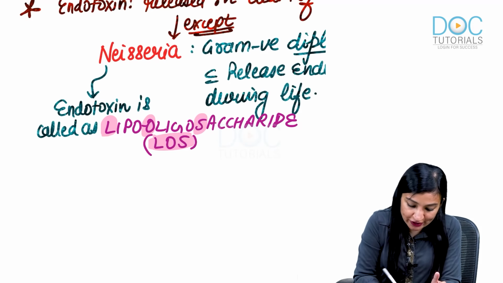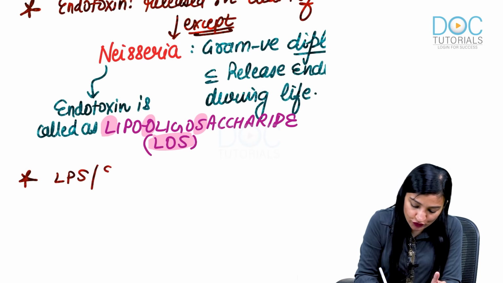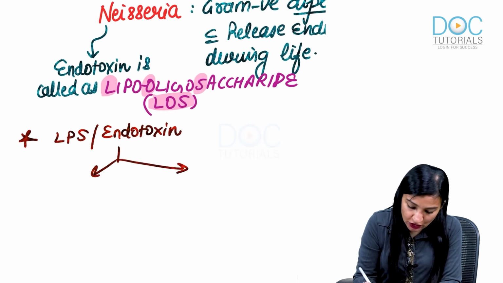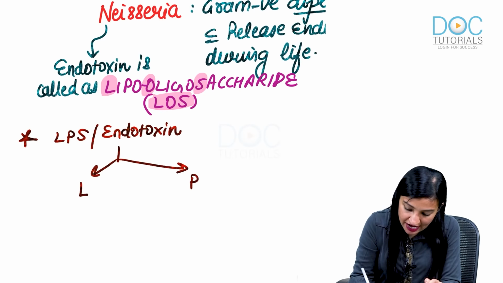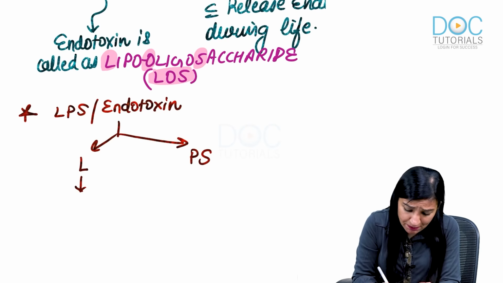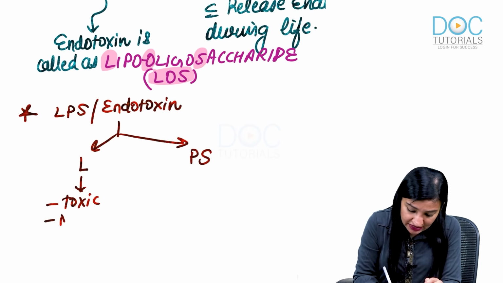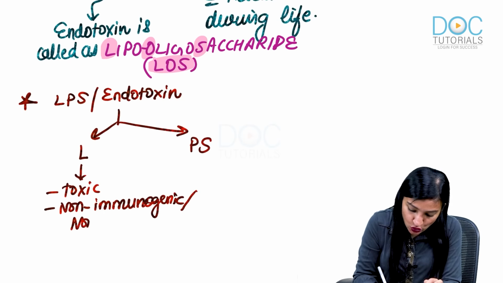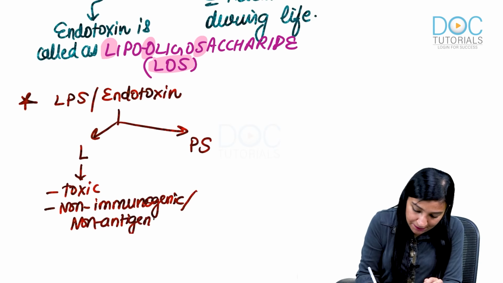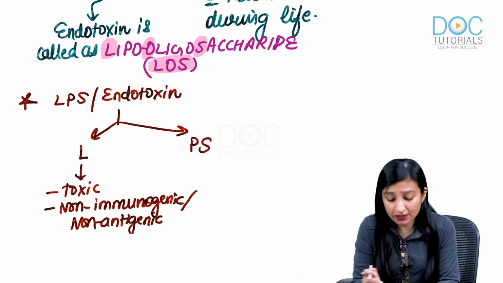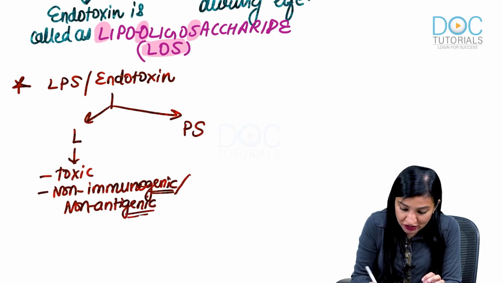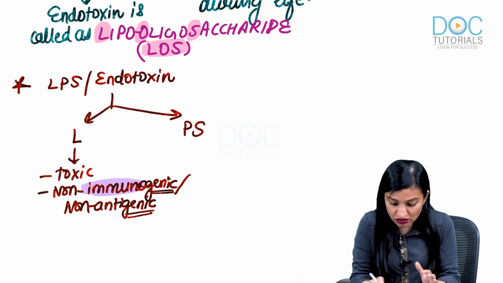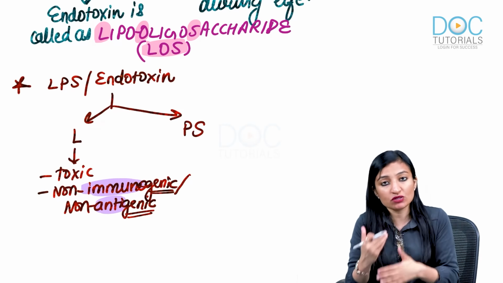So this is how the endotoxin is going to trouble the patient. Now, the other thing about endotoxin or LPS which I want all of you to remember is, when we talk about LPS or endotoxin, we have got the L and the PS part. The lipid part is toxic, but it is non-immunogenic. In other words, it is non-antigenic. Now, what is meant by being non-immunogenic or non-antigenic? Remember, genic means to produce. Immunogenic means generation or production of immune response. Antigenic and immunogenic are synonymous terms.